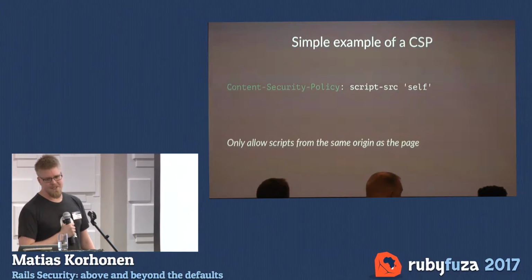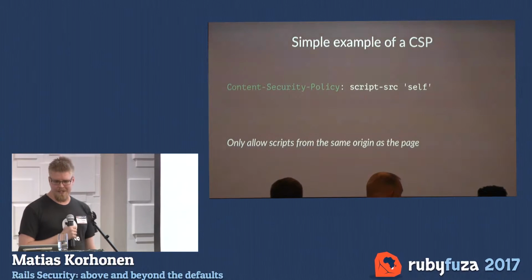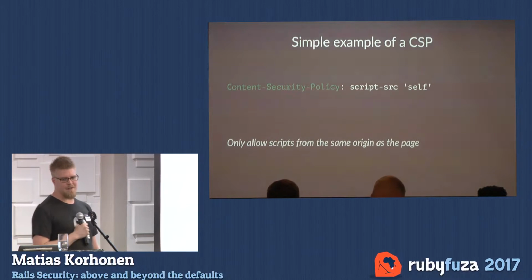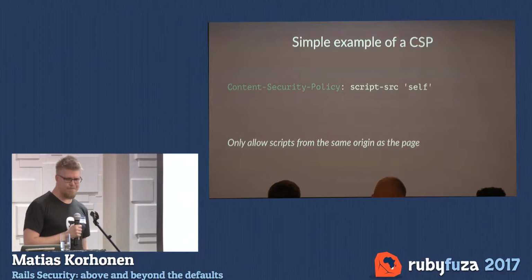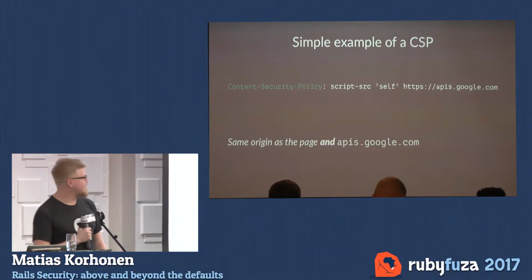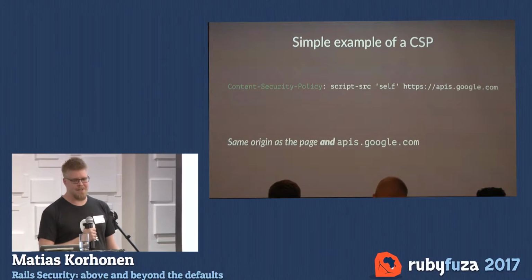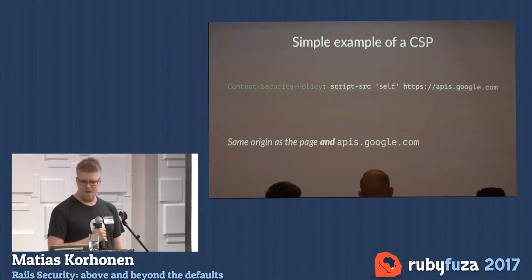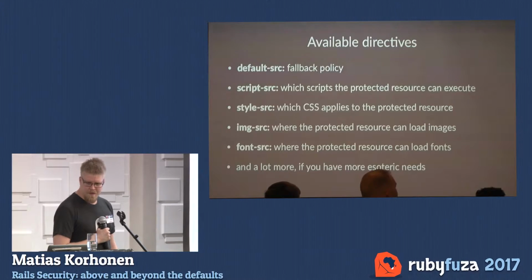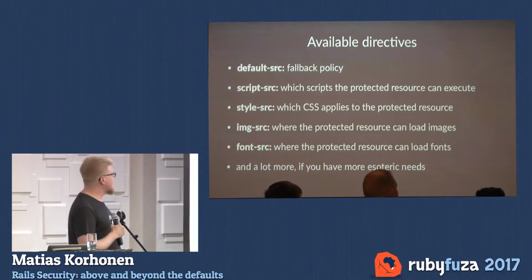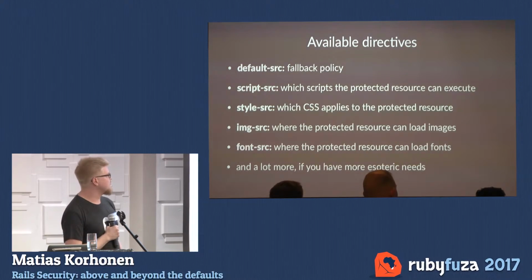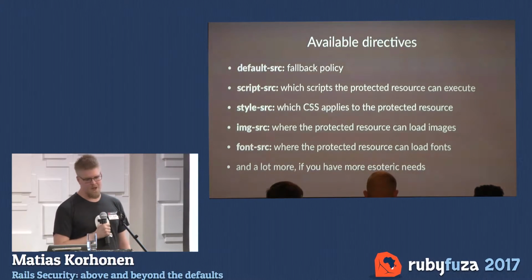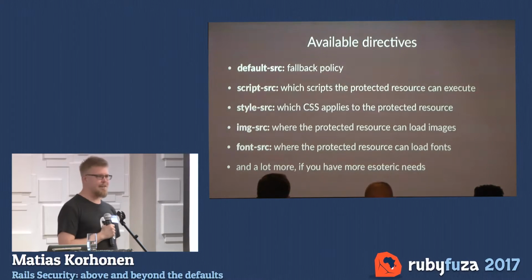So here's a simple example of a content security policy. It's quite simple. It says scripts are only allowed to be loaded from the same origin as the page itself. And if we extend it a little bit, we can tell it that they're allowed from the same origin and also from Google. There's a number of available directives, all the obvious ones I think of, like scripts, styles, images, and fonts. And there's a whole lot more if you have more esoteric needs.